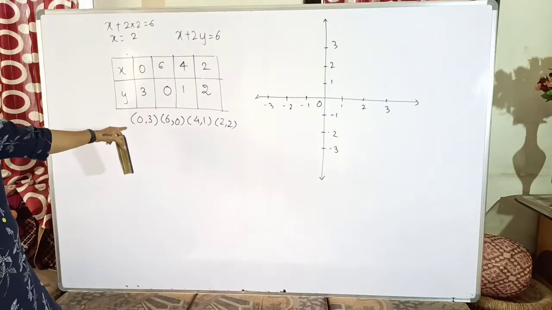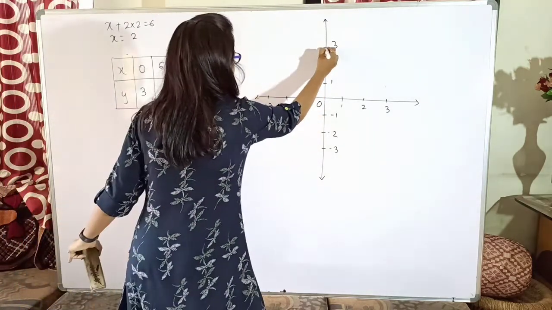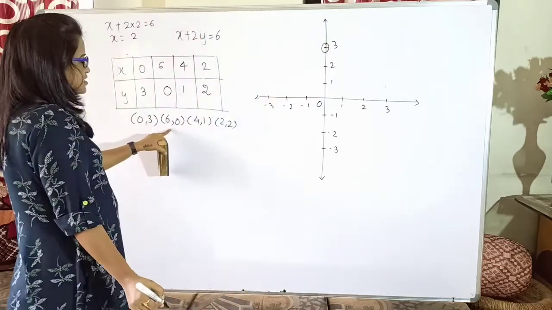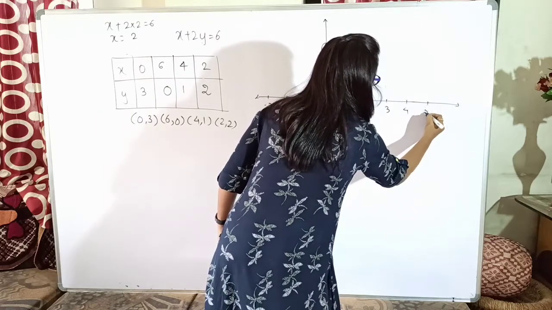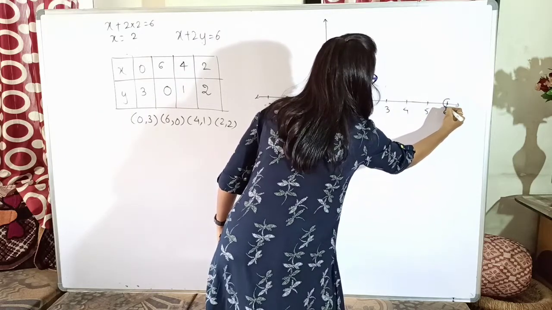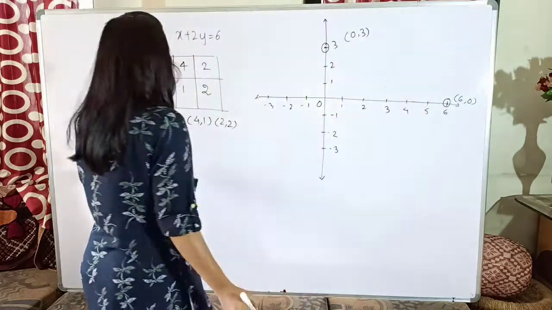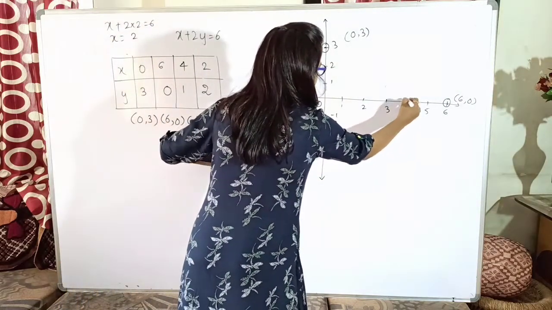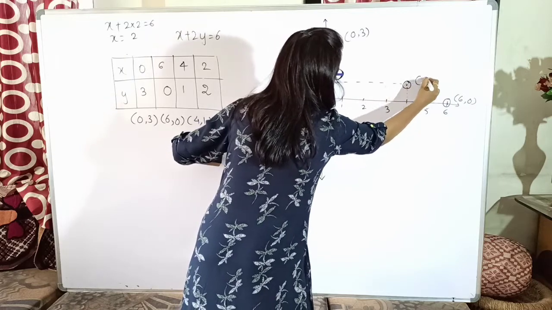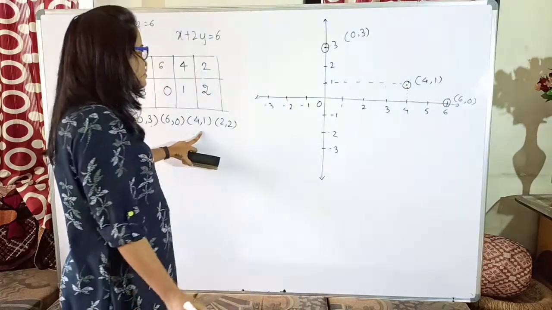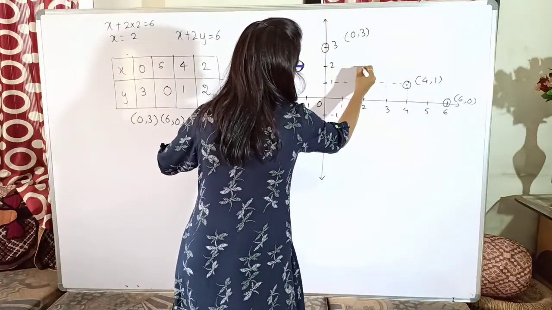So let us plot the first one, (0, 3). If the x coordinate is 0, where will the point lie? The point lies on the y-axis. So this is my first point. For (6, 0), I have to increase the number line: 4, 5 and 6. So (6, 0) will lie here. Always write the coordinates. Next one is (4, 1). You know how to draw a point; I have explained coordinate geometry. So (4, 1), drawing the perpendiculars. And the last one is (2, 2). So here is that point.